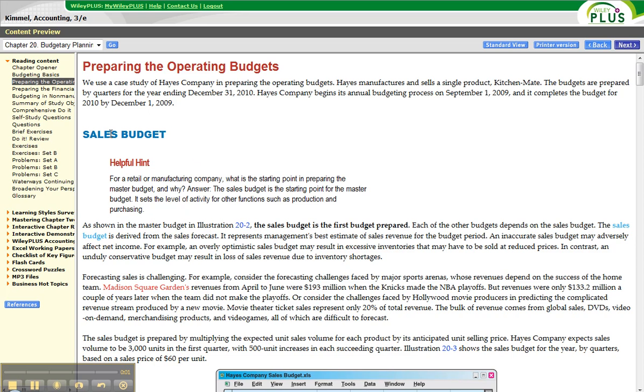The first budget we will be preparing is the sales budget. This is where we budget the amount of sales that we expect to have during the period. The sales budget is prepared after the sales forecast is done.